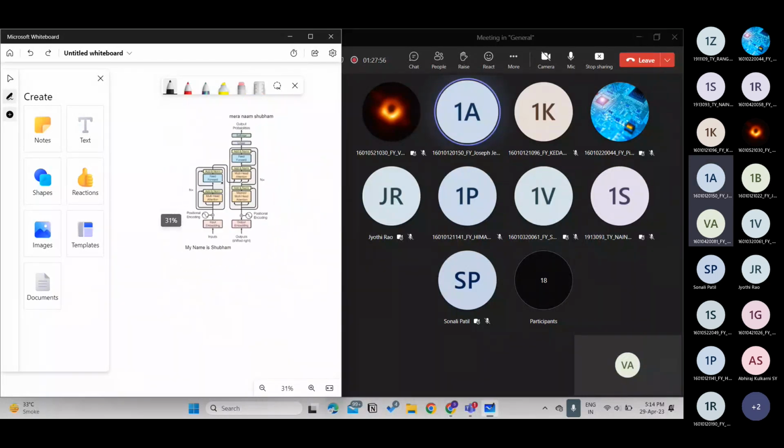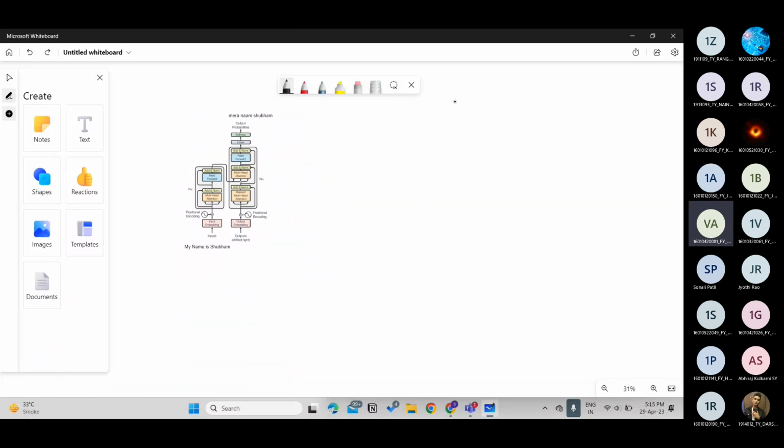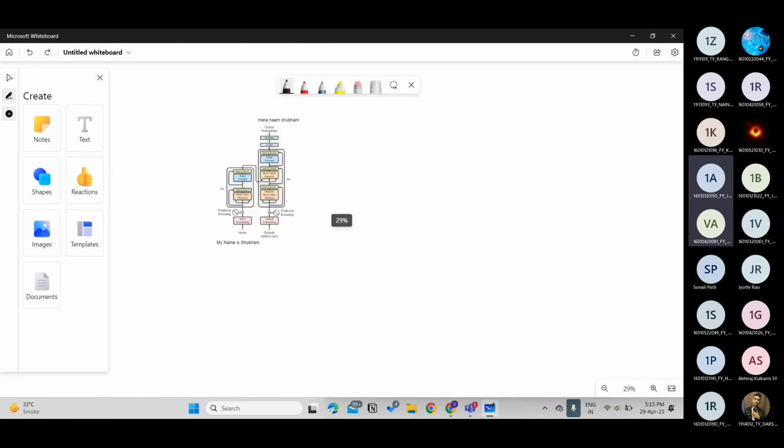Shubham, yes, can you maximize the screen? Okay, sorry.